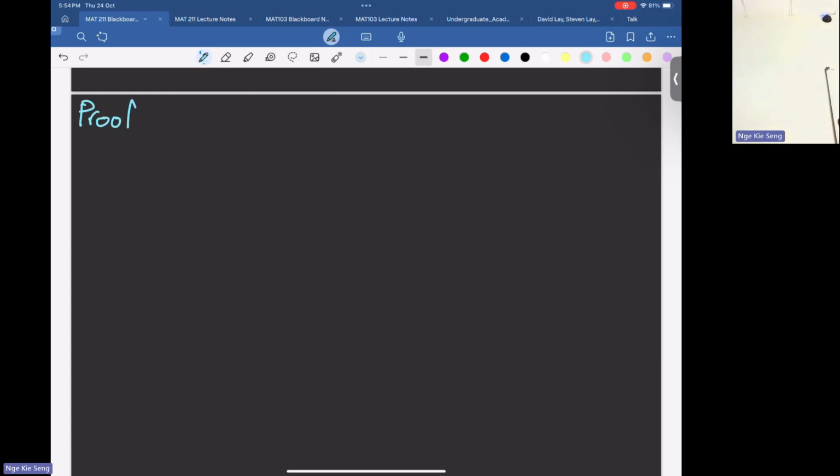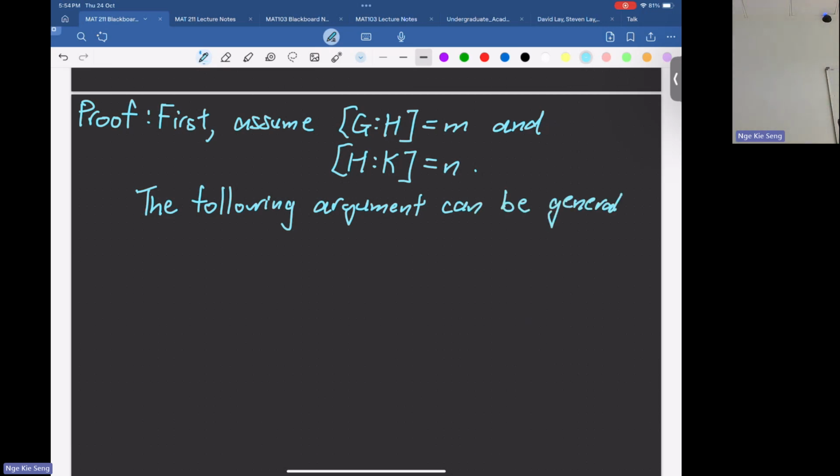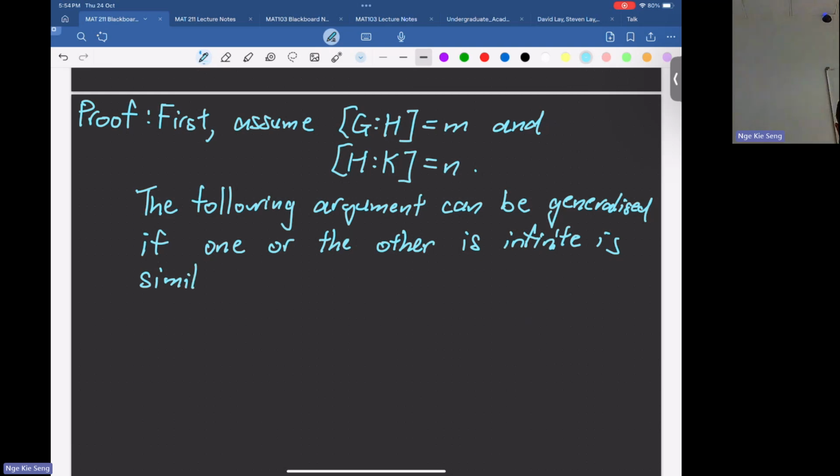We will write down all the definitions. And then this proof, although we assume that the index of H in G is finite and the index of K in H is finite, we claim that the following argument that we are going to go through can be generalized to the case where one of them or both of them is infinite. Let's go through the statement first, and then I'll leave the infinity case to you.